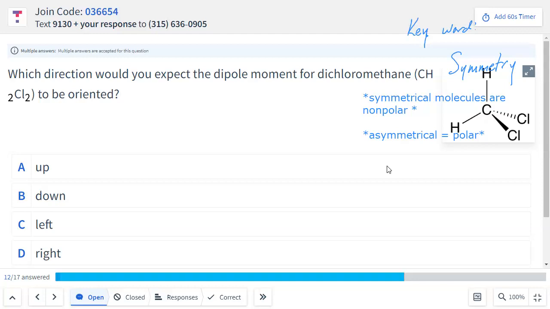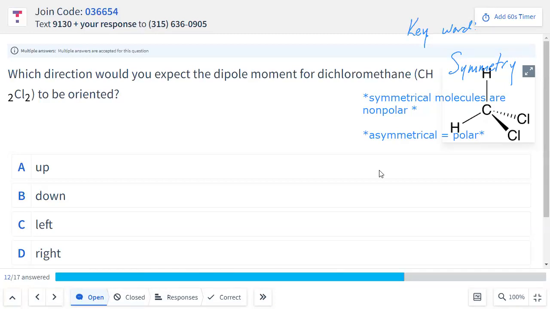All right, so if this is my molecule, somebody give me one of the directions that the dipole moment is going to point. Okay, down is one of the directions. How do we know that? Again, if we're looking at the center atom as a reference, the chlorine, which is more electronegative than the hydrogen, the chlorine is below the center atom. So down is one of the directions.